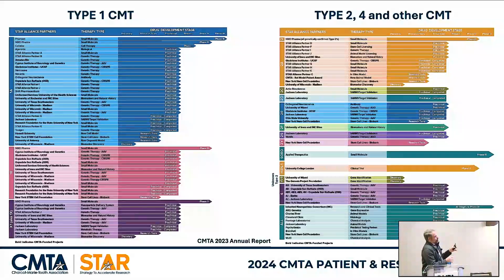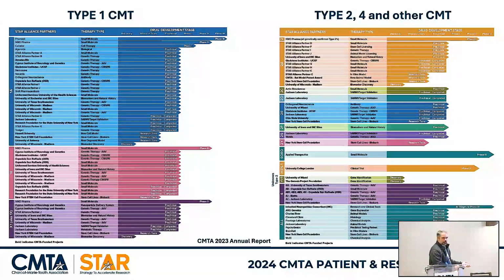And this is why you see this gigantic list of projects that are being supported by the CMTA. Here, there's a first distinction between type 1 and type 2 and other forms of CMT because they are different conditions, both from a genetic perspective but also a biological perspective. But you're going to see different designations based on whether the approach is a small molecule, a gene therapy, CRISPR, or an antisense oligonucleotide. Just to show you that we are trying every different approach possible.